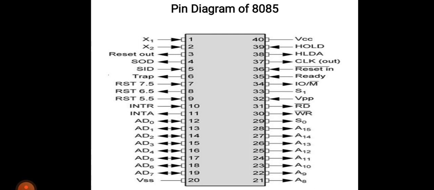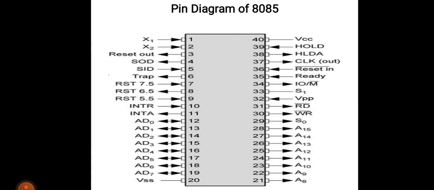Interrupts and externally initiated signals. Interrupts are the signals which are generated by external devices to request the microprocessor to perform a task. Then there are 5 interrupt signals, that is TRAP, RST 7.5, RST 6.5, RST 5.5 and INTR. We will discuss the interrupts in detail, one by one. First one is INTA. It is an interrupt acknowledgement signal.